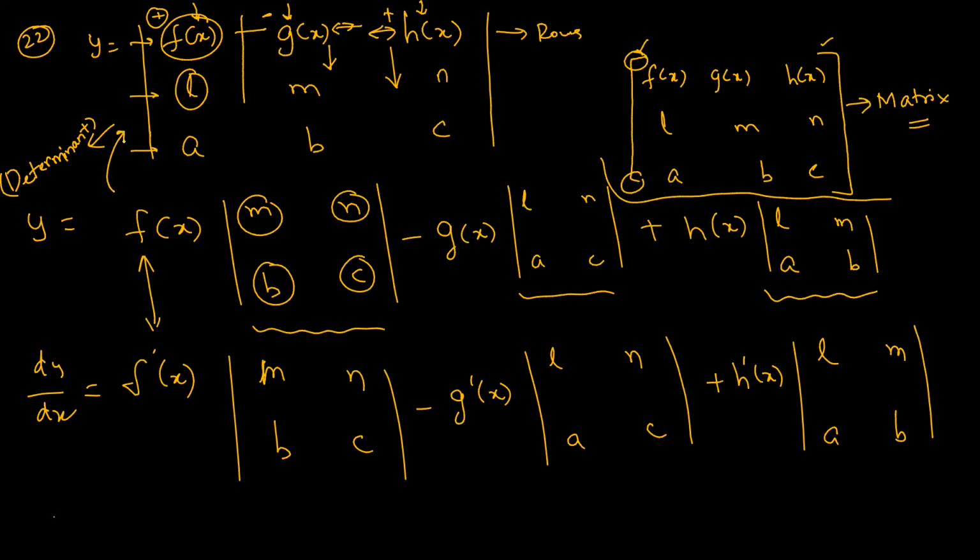So how can I write the first step as something similar to the first step itself, but what are the replacements I need to do? So f of x is replaced with f dash of x, g with g dash, and h with h dash. And that's what is asked to prove.